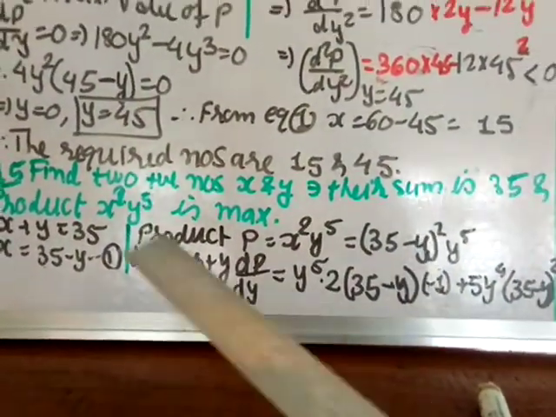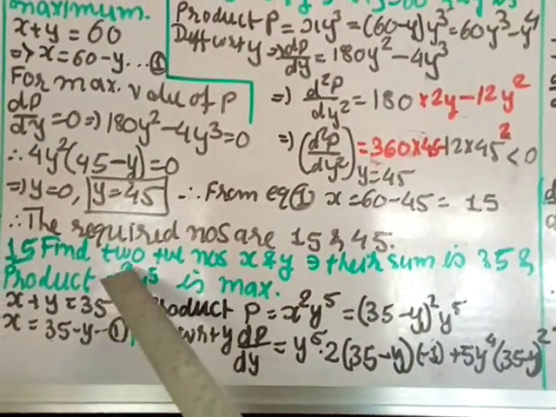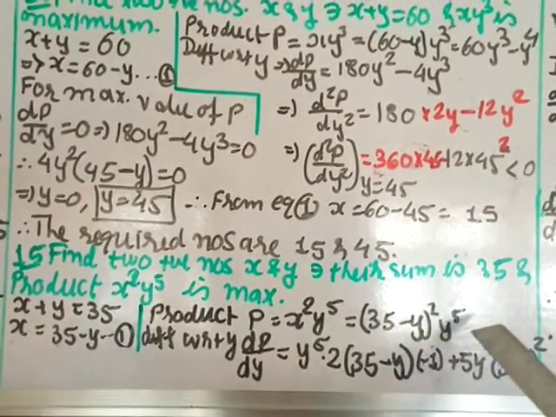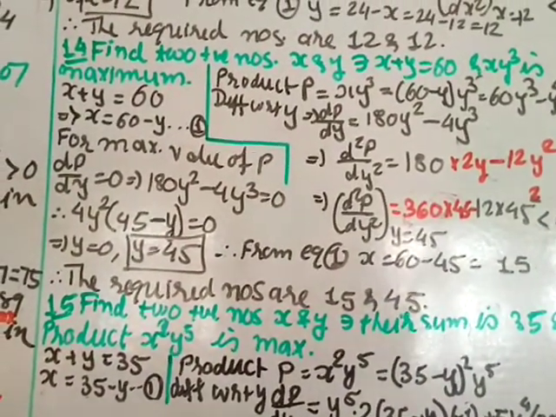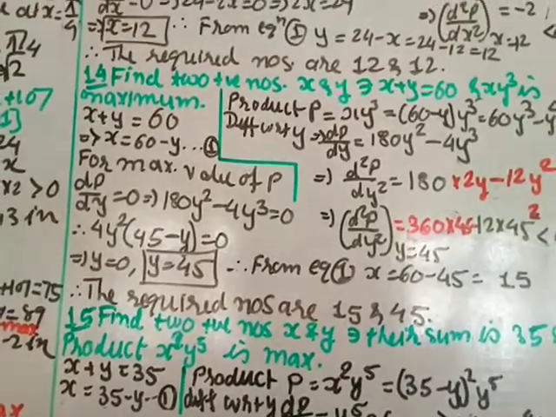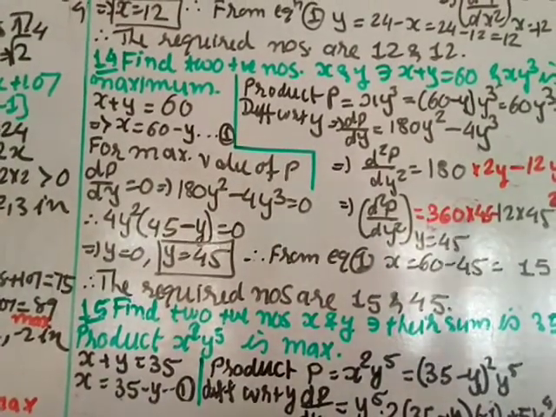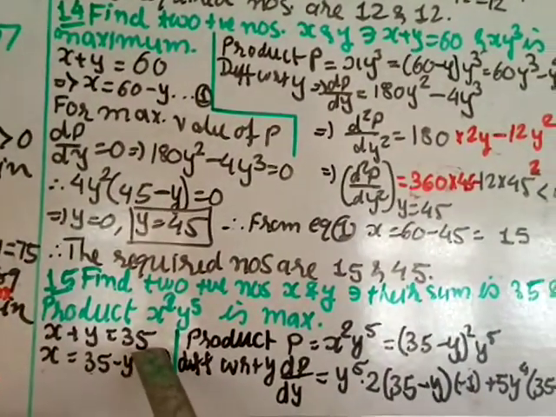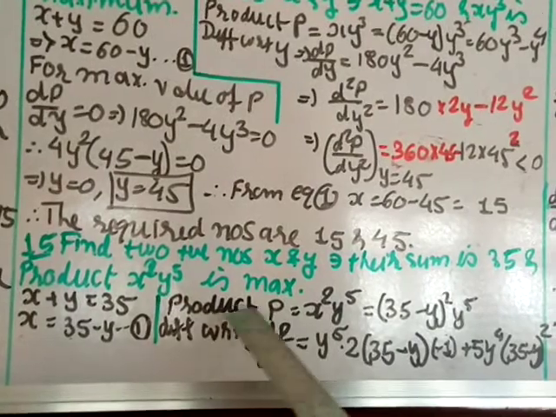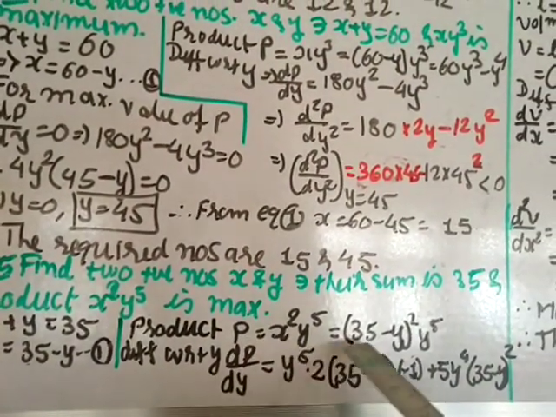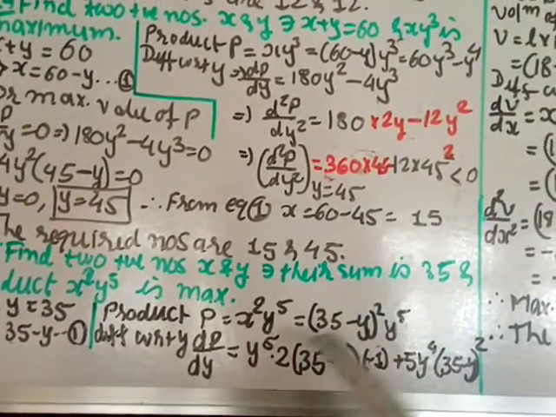Question number 15. Find two positive numbers x and y such that their sum is 35 and the product x square y power 5 is maximum. Same thing: first, from the first condition I'll write one variable in terms of the other. Then the product is maximum, so I have to differentiate that, put in this relation and solve it, and equate with 0. x plus y is equal to 35 is given, so I write x equal to 35 minus y, equation 1. Now the product is p is equal to x square y power 5. Instead of x you put 35 minus y whole square, y power 5. Differentiate with respect to y, here u into v, so y power 5 is as it is.